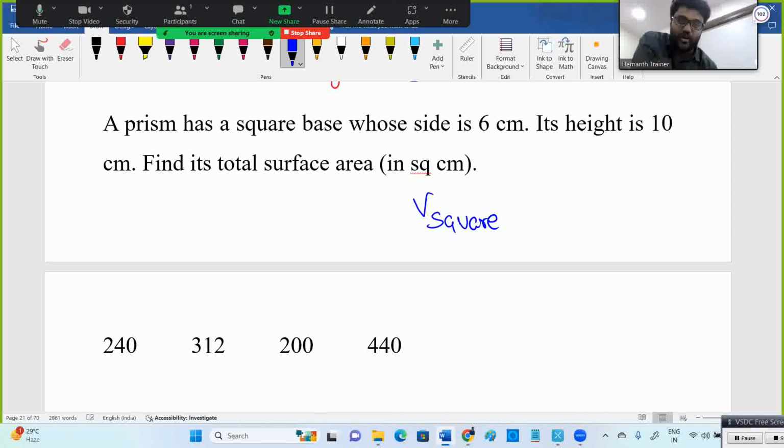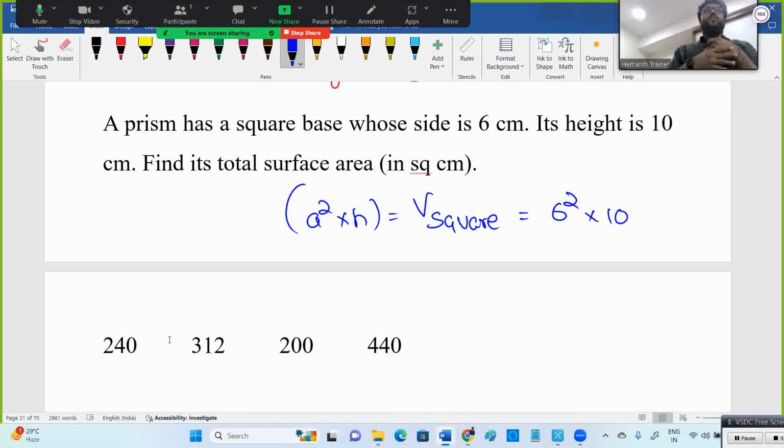They are not asking for the volume of the square prism here, but don't worry. The volume is base area into height, that is, a square into h. But here the answer is not available in the options, so they're not asking about volume. What they're asking is the total surface area.